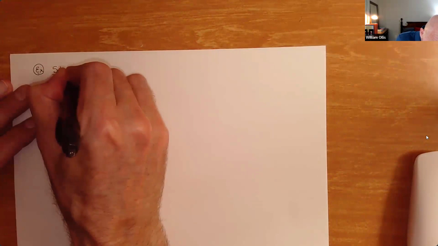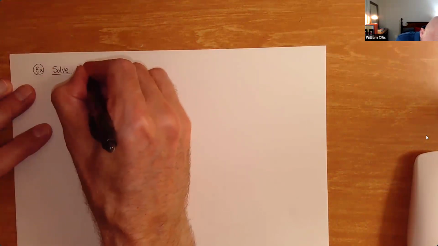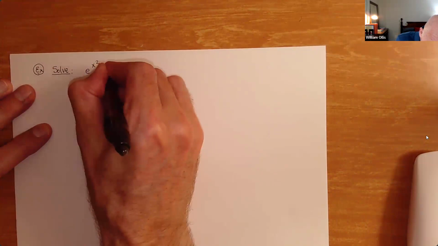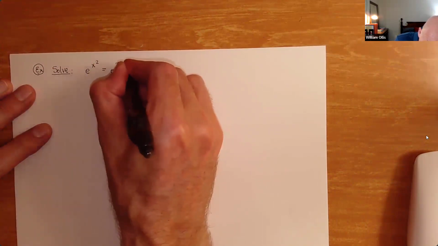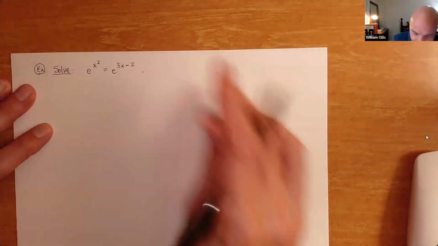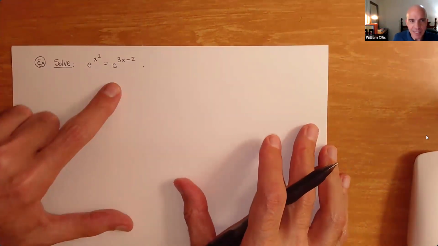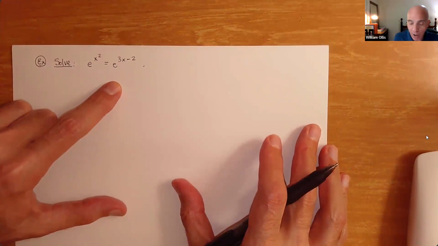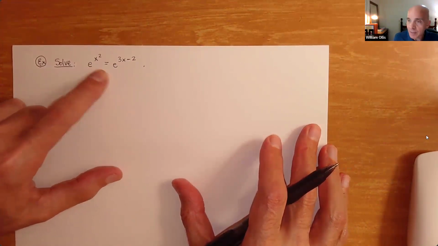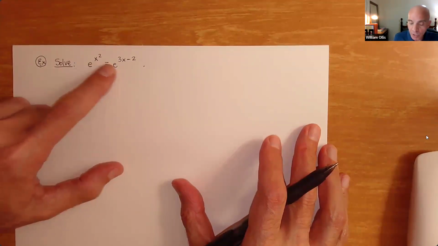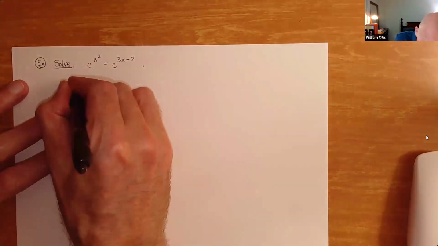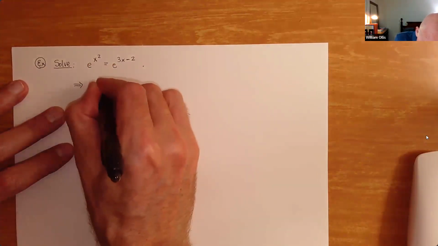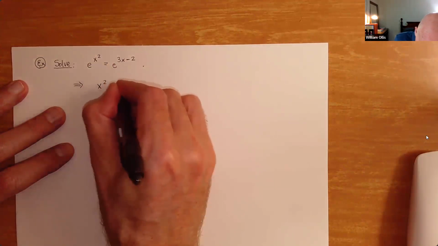Say we want to solve the following equation. We have e to the x squared equals e to the 3x minus 2. Now, again, you're thinking this is so much easier than the last problem because we have the e that's already aligned, and all we have to do is use the 1-to-1 property to set the powers equal. So this is ready to go. We didn't have to do any work. So x squared equals 3x minus 2.